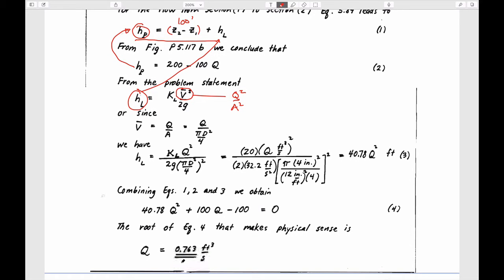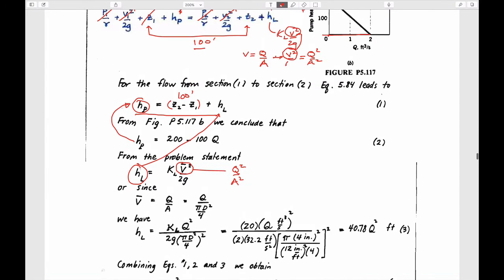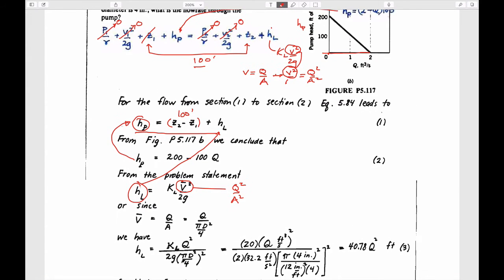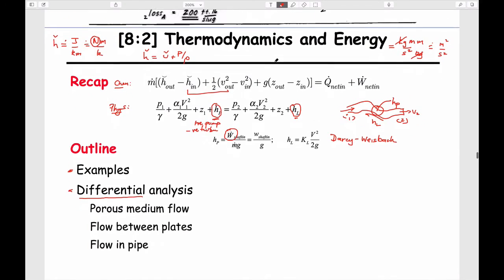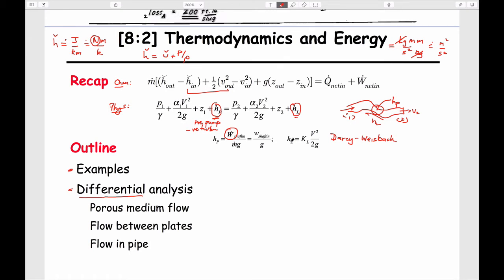Units of Q are always volume per unit time, meters cubed per second. K has to be unitless because this is a unit of length. V squared over 2g is a unit of length if you do the calculations, and so the multiplier has to be unitless. Right? For the same rationale as this here. So this is a unit of length, so this is meters, and so this term here is also meters, and so meters to meters has to be no dimensions. Okay.